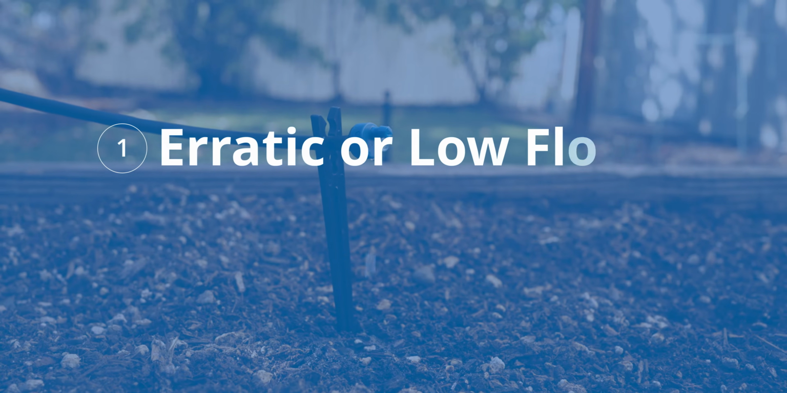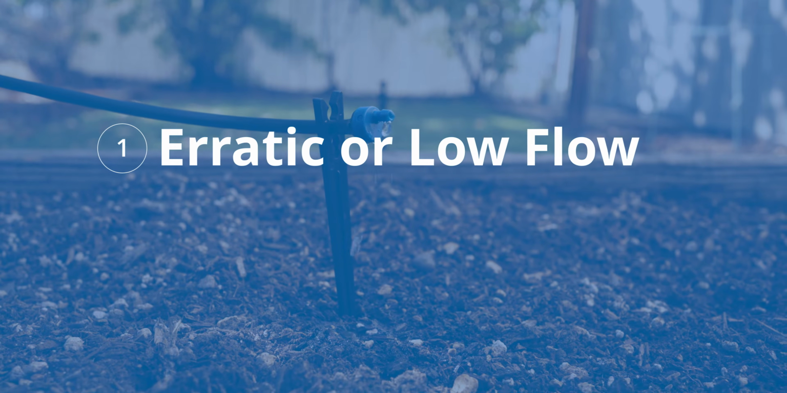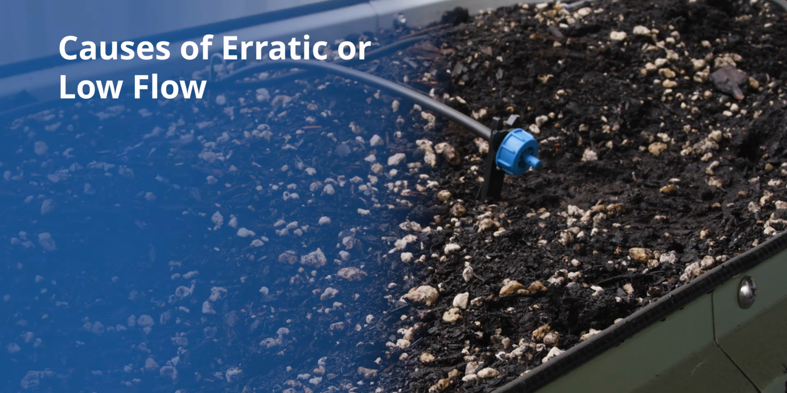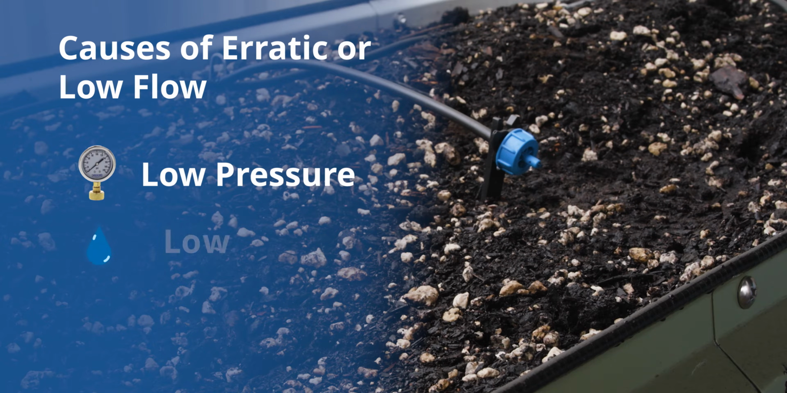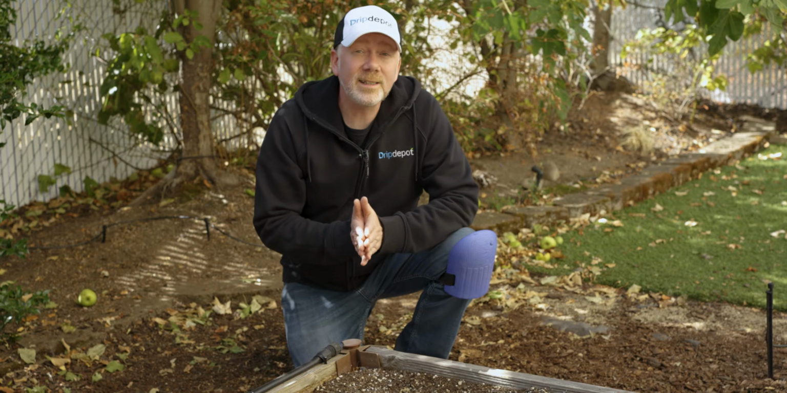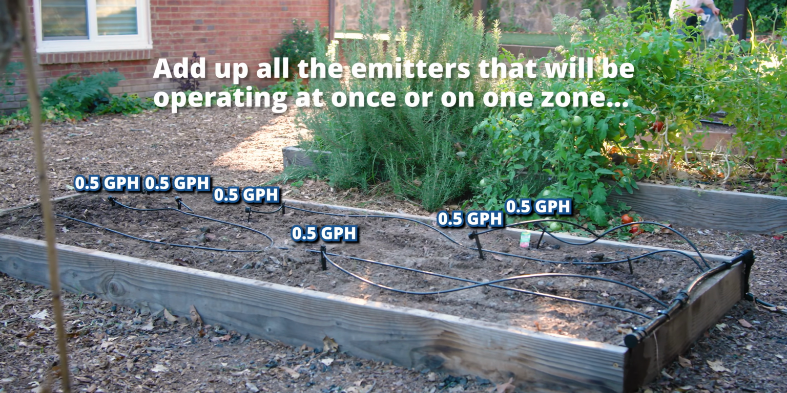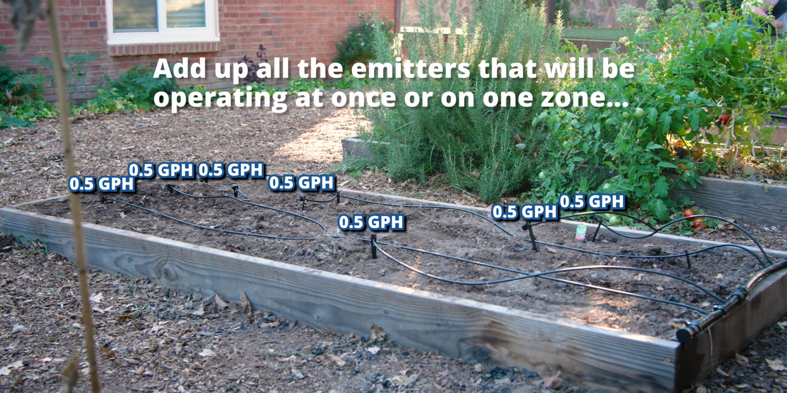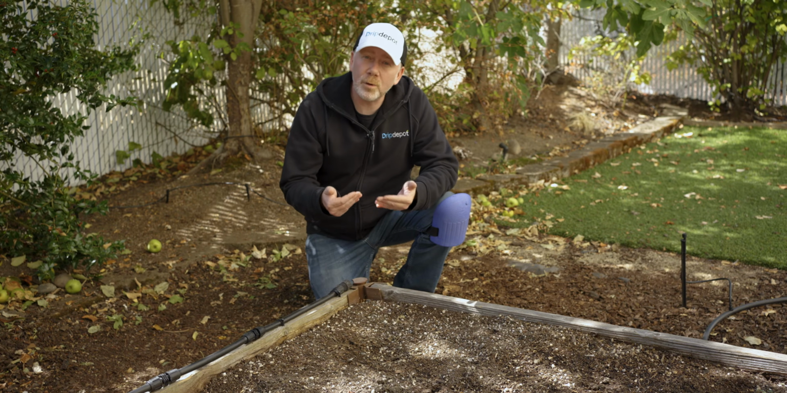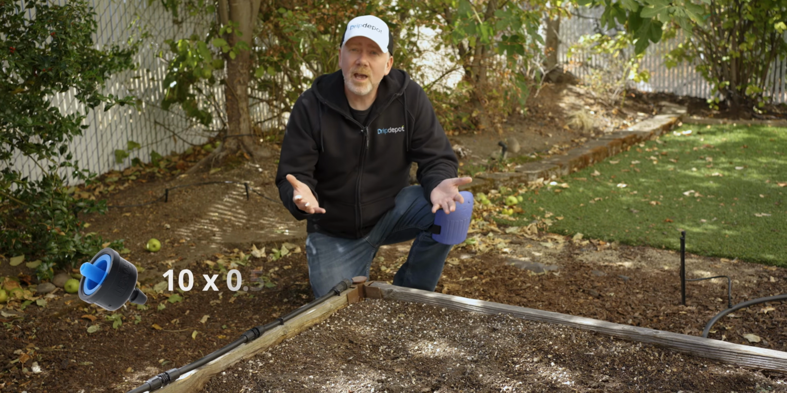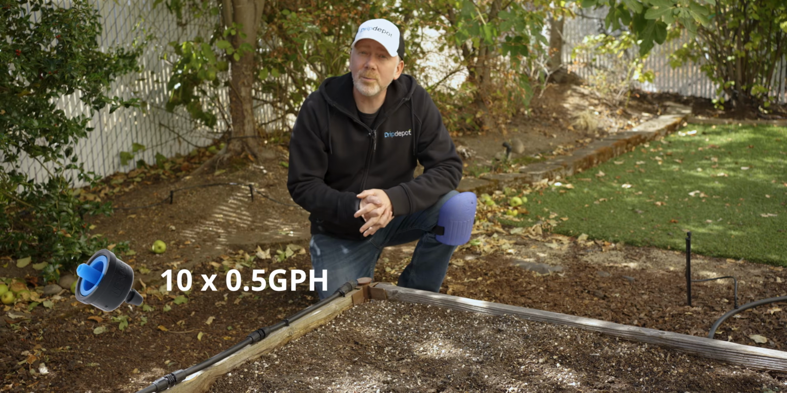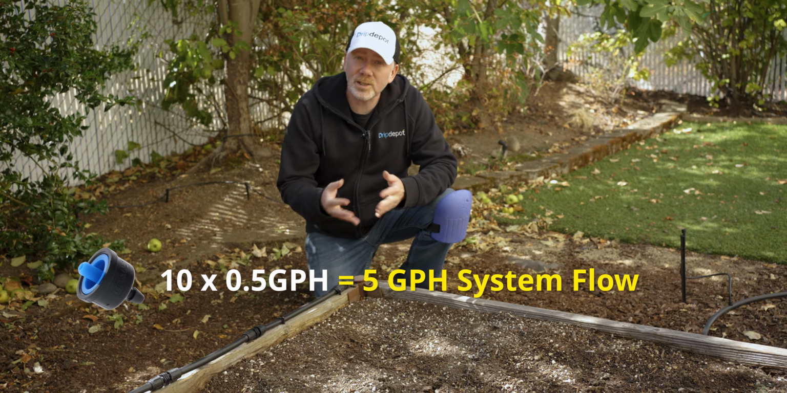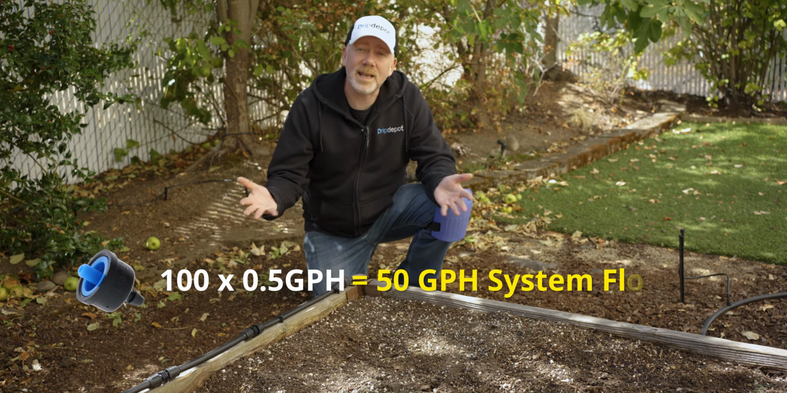Issue number 1, erratic or low flow from your drippers. When this happens, it's usually a case of too low of pressure or too little flow in your system. To diagnose this is easy. For flow, add up all the drippers that will operate at once or on one zone so that you know the total flow rate of your system. For example, if I'm using 10 half-gallon per hour drippers, I have 5-gallon per hour system flow. If I have 100, it's 50 gallons per hour.